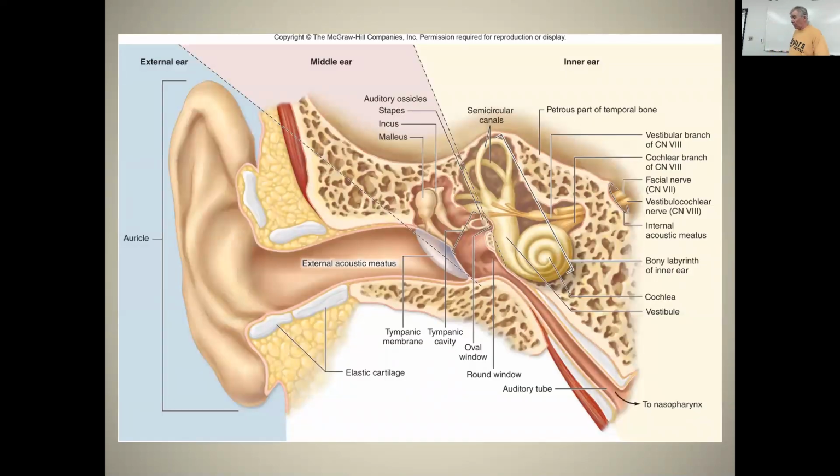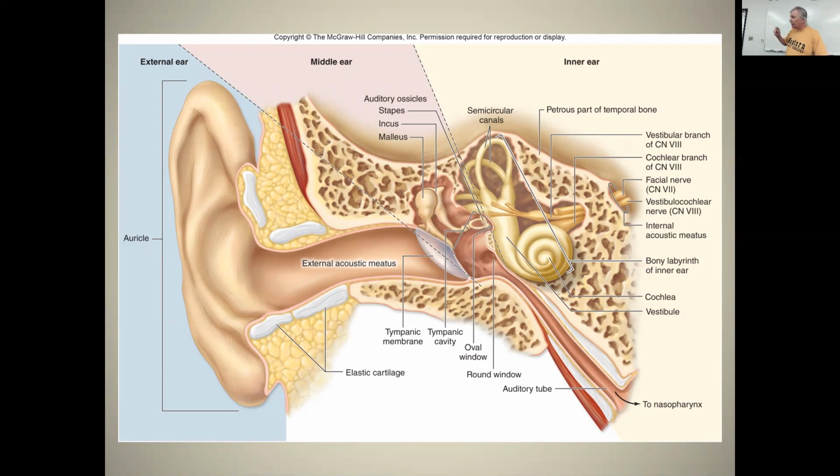So here is a cross section of the ear: the auricle or pinna, external auditory meatus, tympanic membrane, and here's the middle ear right here. The three middle ear ossicles are the malleus, sometimes called the hammer because it's shaped like a hammer, the incus, sometimes called the anvil because it's shaped like an anvil, and the stapes, sometimes called the stirrup because it's shaped like a stirrup.